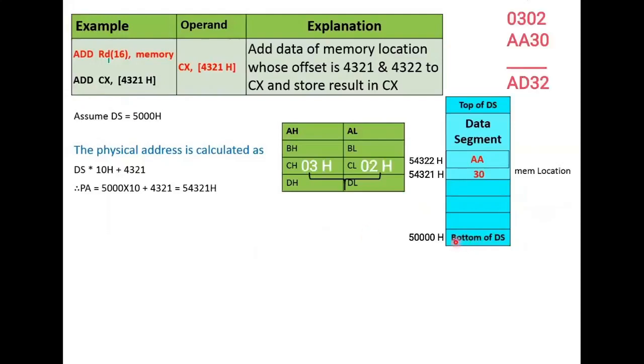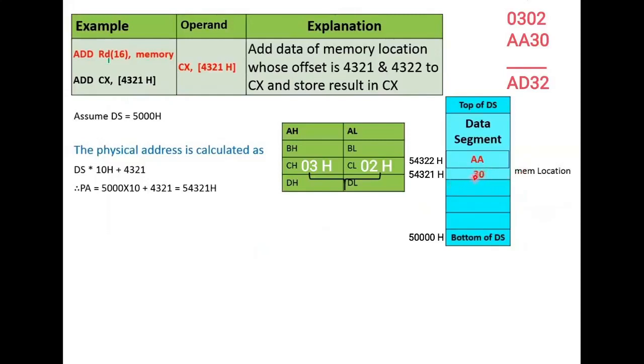So see this. This is your base location. Start with 500, right? So from here, we should travel 4321 distance. Then I will reach 54321. This is my required location where 8 bit data is available.